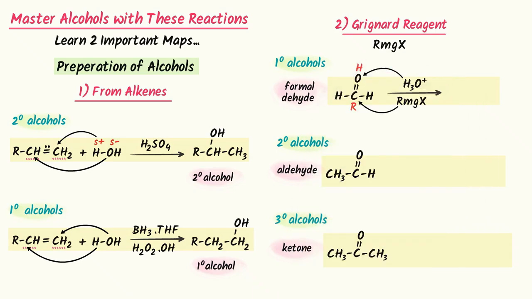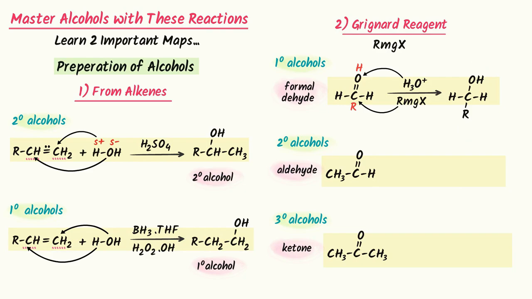Let me repeat this important statement. RMgX provides alkyl R to this carbon having double bond, while hydronium ion provides hydrogen to this oxygen. I get this 1 degree alcohol, where R is bonded to this carbon and hydrogen is bonded to this oxygen.